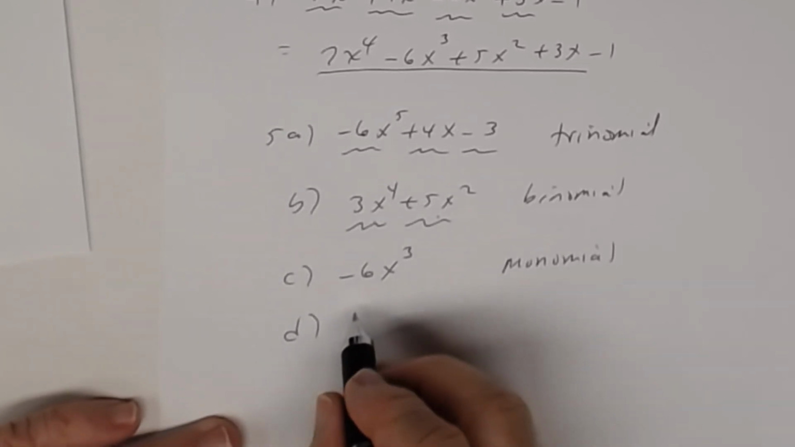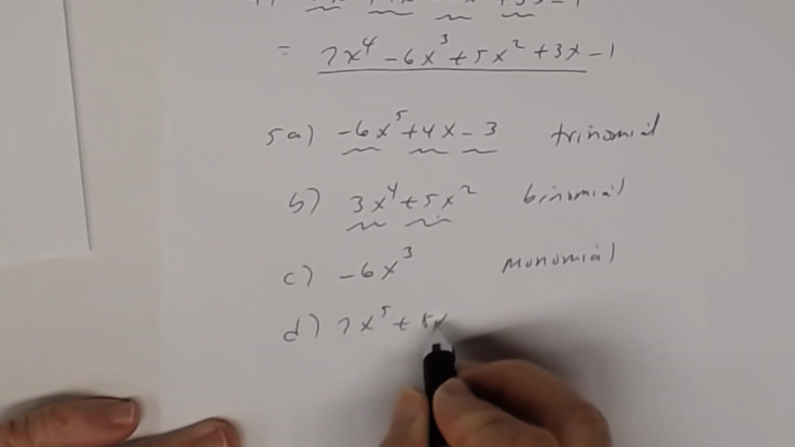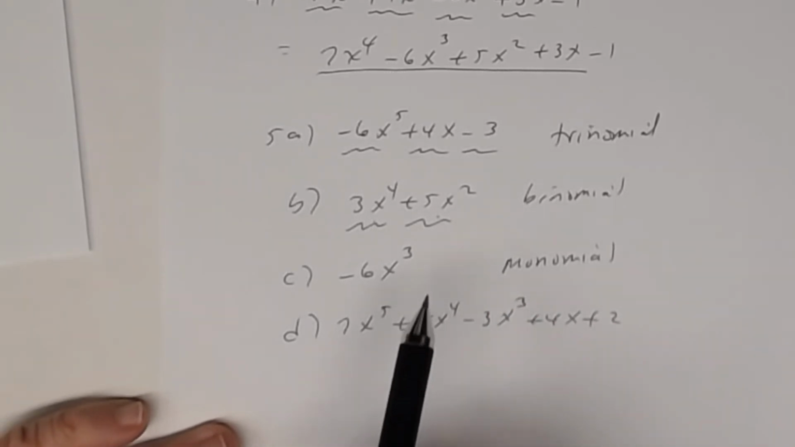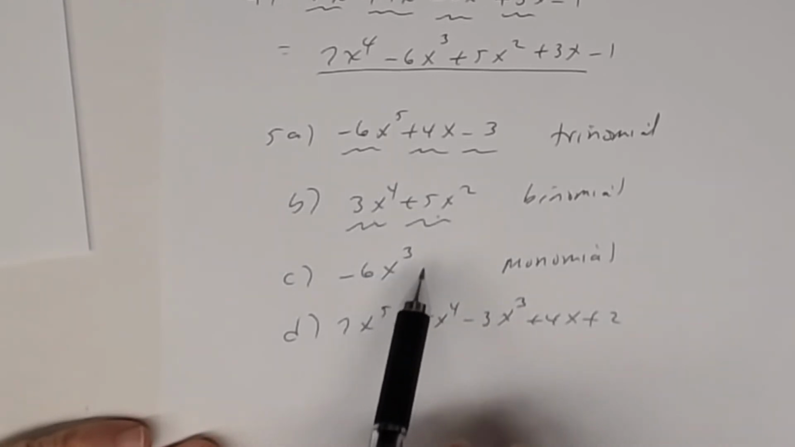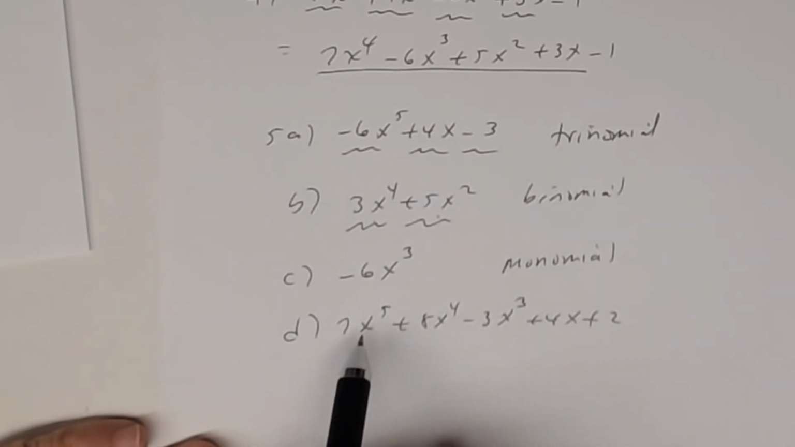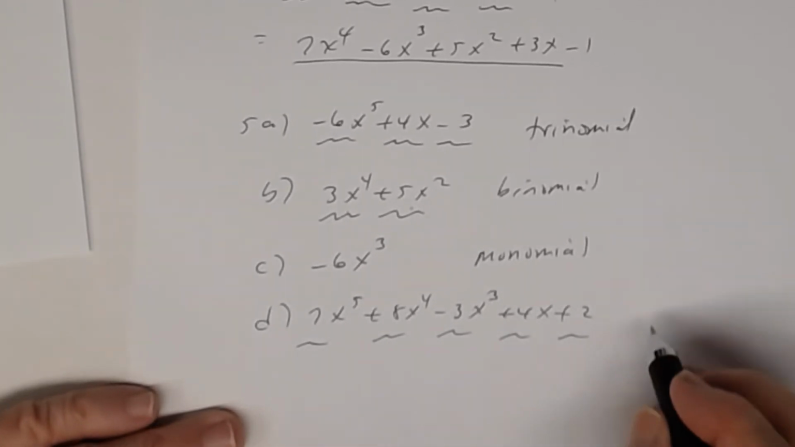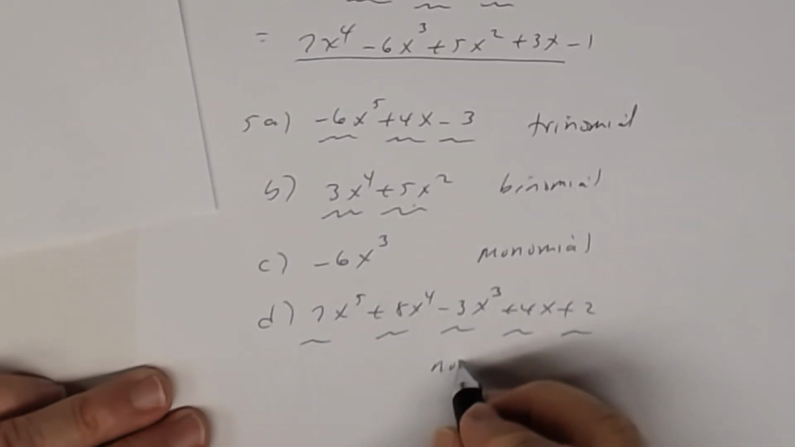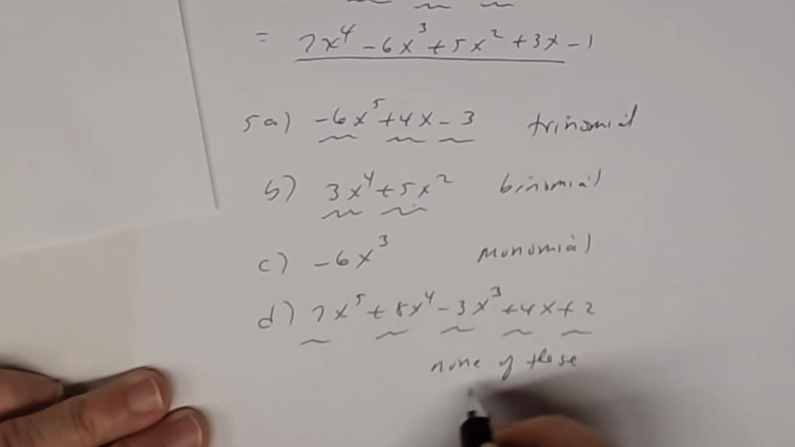And then in D, you have 7x to the 5th plus 8x to the 4th minus 3x cubed plus 4x plus 2. And remember, in terms of polynomials, we only have special names for monomial, binomial, trinomial. So if you have more than 3 terms, so 4 or more monomials, 1, 2, 3, 4, 5, we just call it a polynomial. So this is just called a polynomial, but I wanted you to just say none of these. So this polynomial does not have a special name.